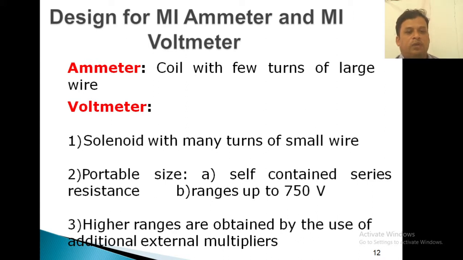So here the portable size has a self-contained series resistance, and the range is up to 750 volts. Higher ranges are obtained by use of additional external multipliers. So for the voltmeter, you can increase the range by using multipliers. The portable size voltmeter range is up to 750 volts, and this is nothing but a solenoid with many turns of small wire. The ammeter is a coil with few turns of large wire.